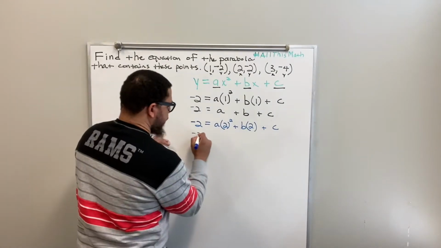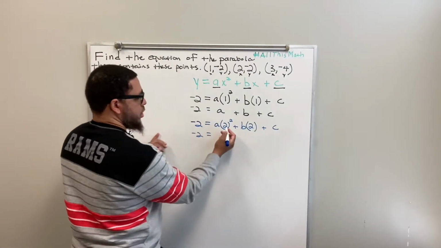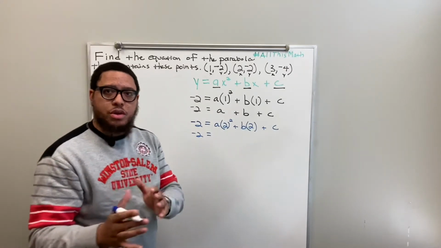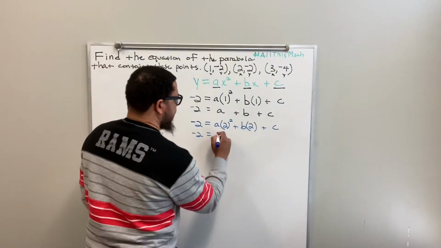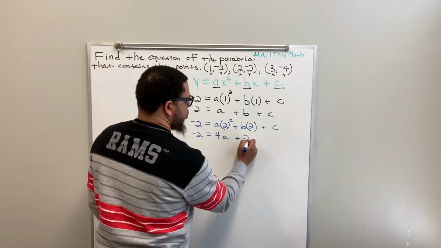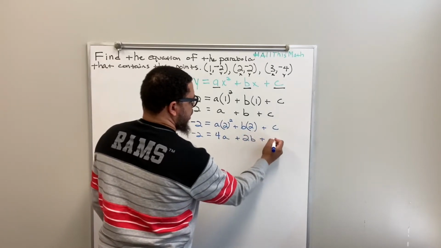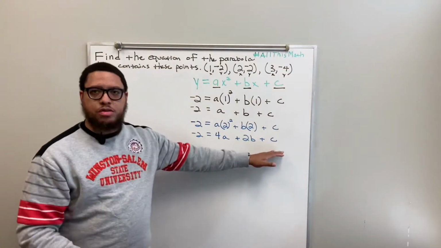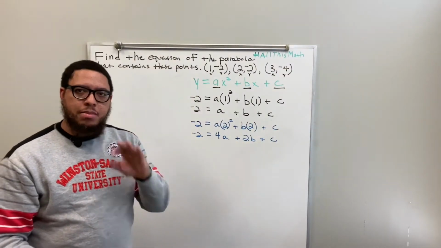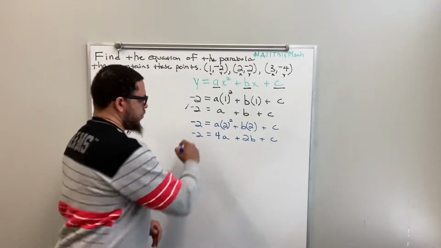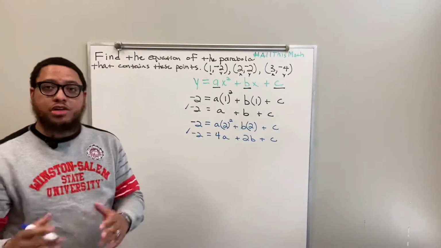So now I got -2 equals 2 squared is 4. 2 squared is 2 times 2. That's 4, right? So I got 4A. And then B times 2 is 2B. And then plus C. So that's my second equation for my 3x3 system. In my 3x3 system, I need 3 equations. I got one point right here. I got another point right here. And now I need to figure out my third one.